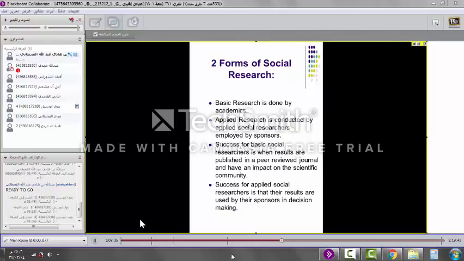So it will be, طبعا الخطة الاستراتيجية is applied social research. It's one type of applied social research. The results, we don't care about if it's published in a journal or not. You care about that it will help you make decisions at the university. The problems that every day we tackle with our students.